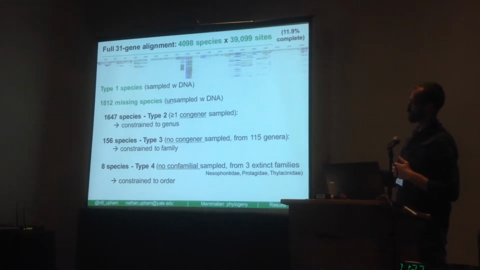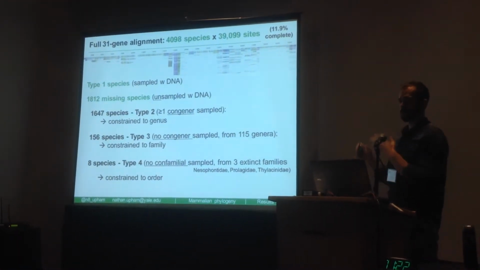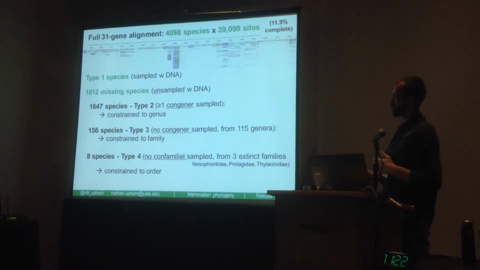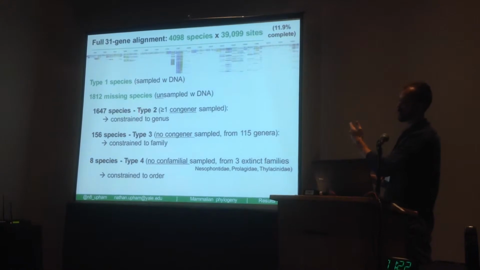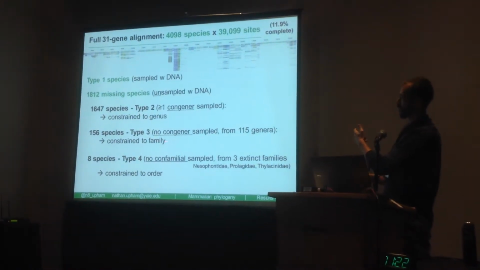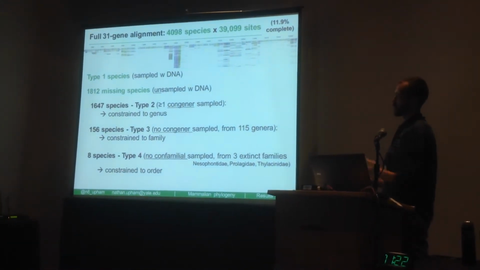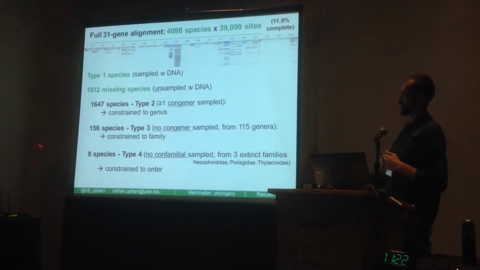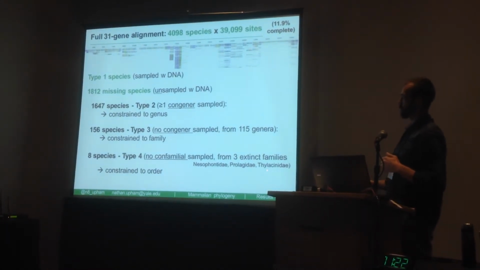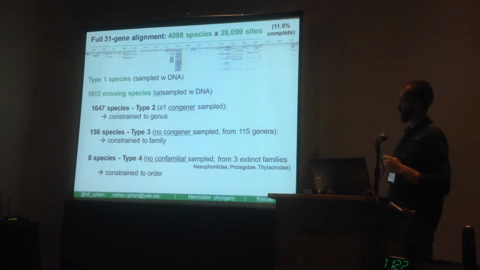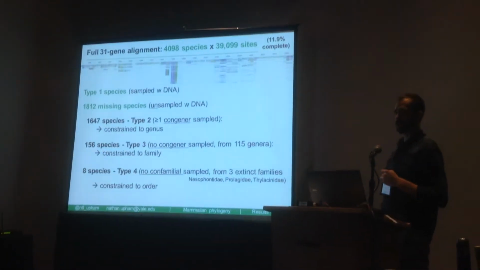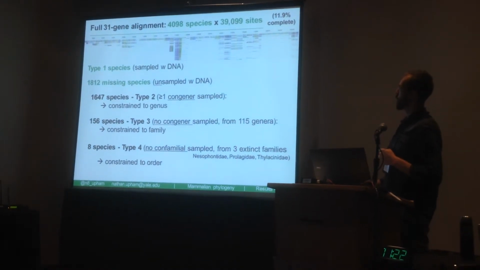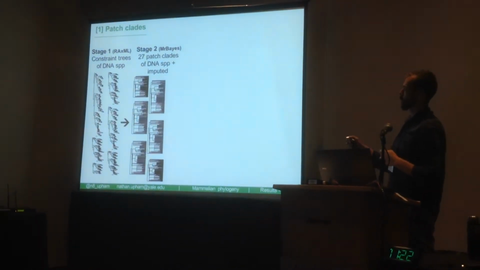These missing species, so the 1,812 species in our taxonomy that we didn't have any DNA for, are broken down into things where there's a congener sample, so we constrain that to the genus, or where there's a confamilial sample, we constrain that to the family, or in 8 species cases, we have 8 species from 3 extinct families that we don't have any DNA for. But actually soon there will be a thylacine genome, so we can add that in. So this is kind of what that ends up looking like.